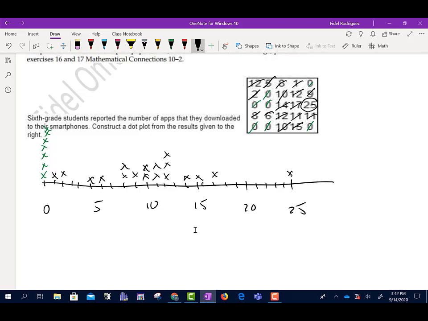25, right? So one thing we could say is, when we look at this, it's just asking me to make the dot plot, right? Which we did. But a couple things we observe. There's gaps here, right? Because there's a gap right there. It looks like we have a cluster between 8 and maybe 11 right here. That's a cluster. It looks like 0 is the mode, which would mean that most people have no apps on their phone, right? And then we might say that 25 is an outlier. That's 1 6th grader who has a whole lot of apps on their phone, right?